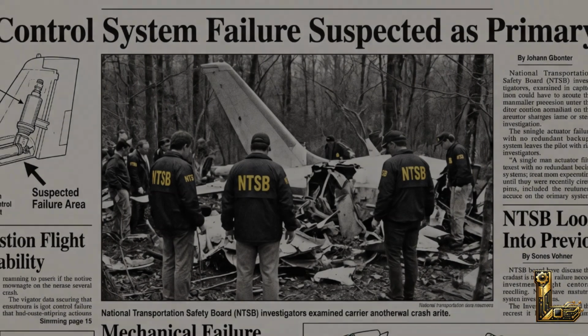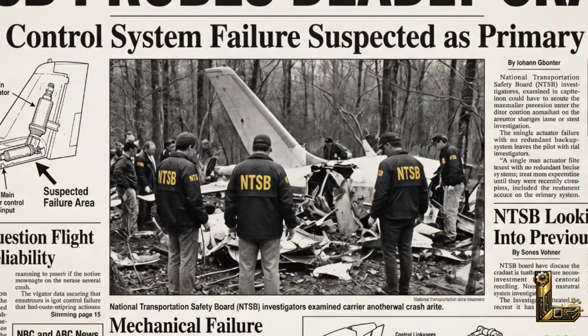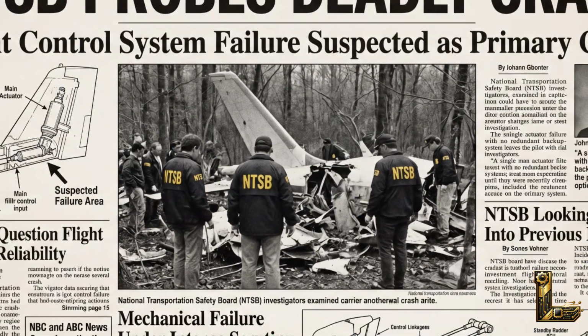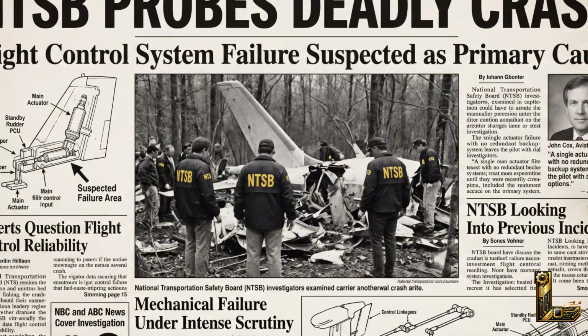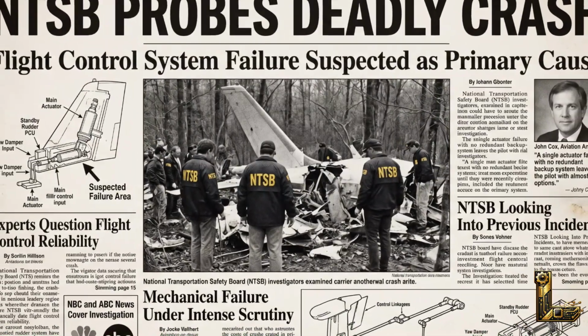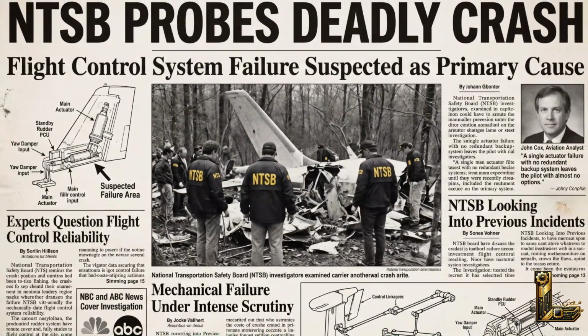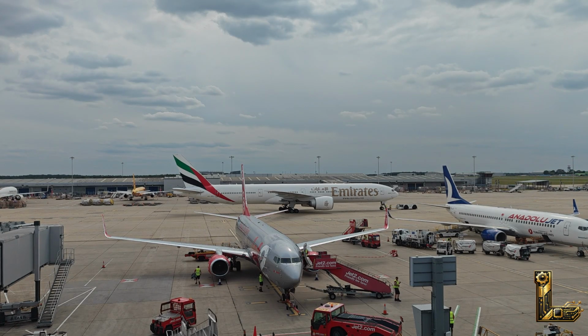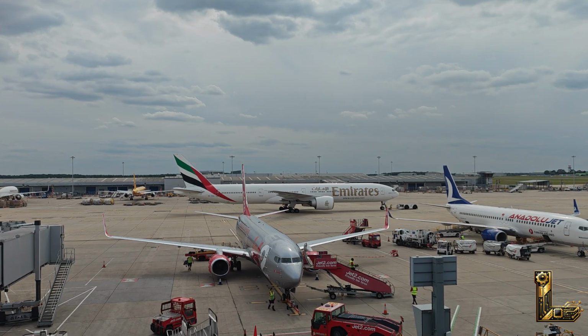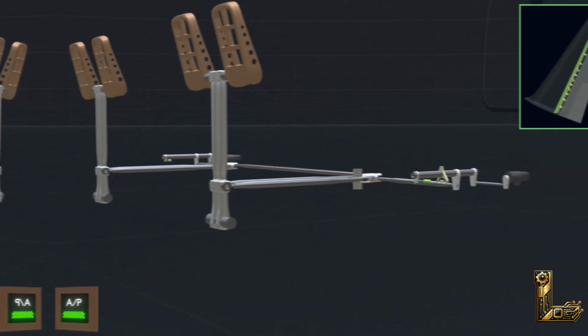NBC News and ABC News both covered the crash, with aviation analyst John Cox telling ABC News that, quote, "In small aircraft, a single actuator failure with no redundant backup system leaves the pilot with almost no options." This real incident highlights why every single component in an aircraft, no matter how small, is absolutely critical.